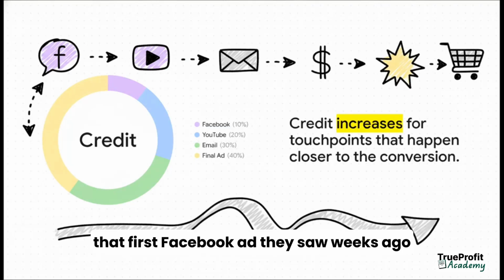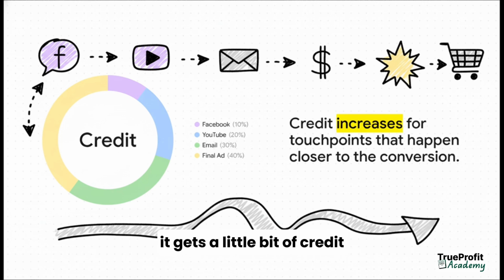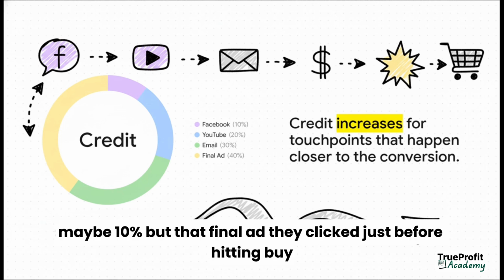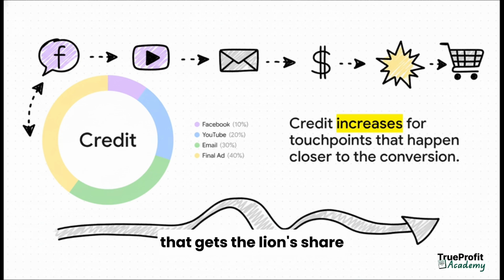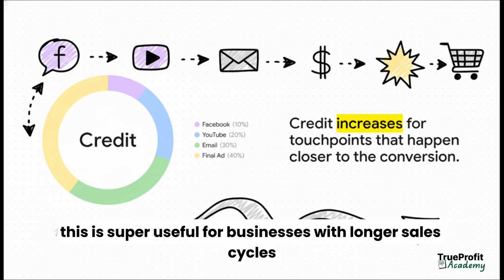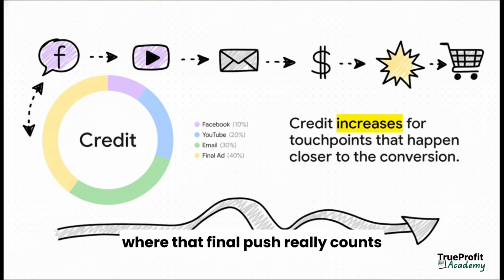That first Facebook ad they saw weeks ago, it gets a little bit of credit, maybe 10%. But that final ad they clicked just before hitting buy, that gets the lion's share. This is super useful for businesses with longer sales cycles, where that final push really counts.